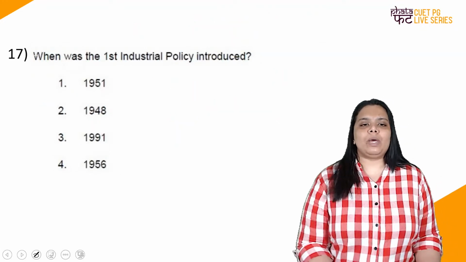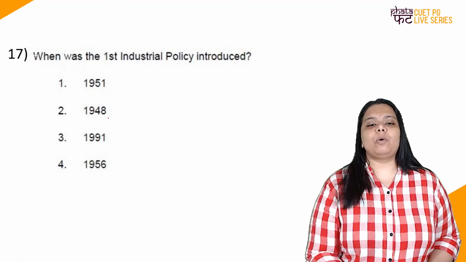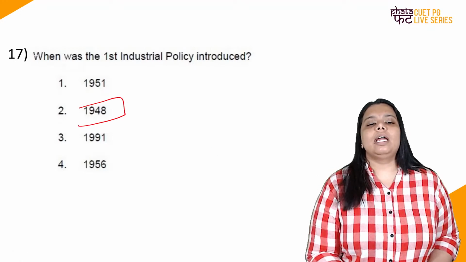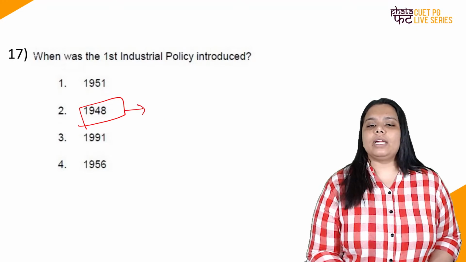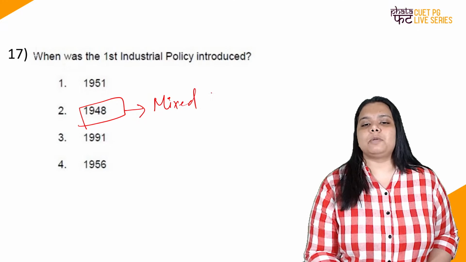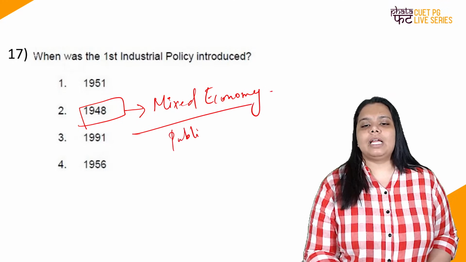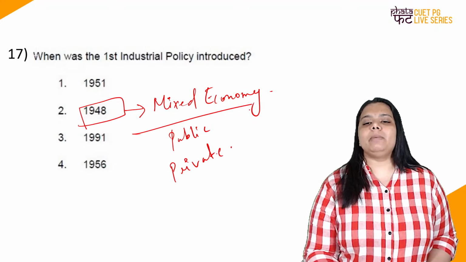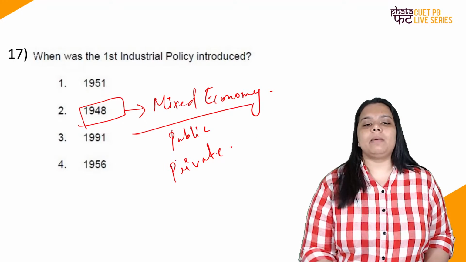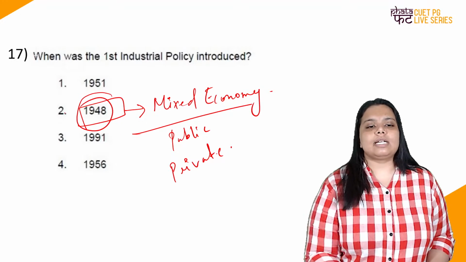Question number 17. When was the first industrial policy introduced? The first industrial policy was introduced in the year 1948. In this industrial policy the concept that India will be a mixed economy was put forth. Which means that there will be both public as well as private. So the concept of India as a mixed economy was first put forward in the 1948 industrial policy. The correct answer is option 2.